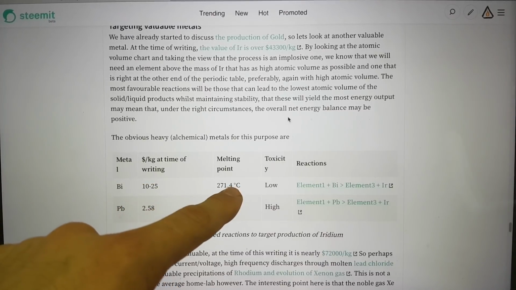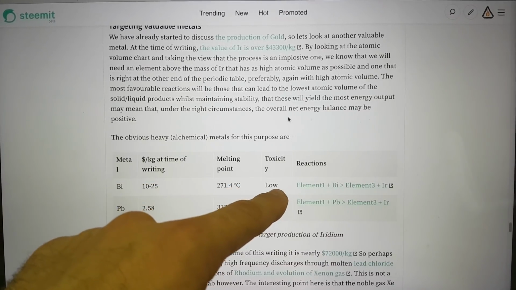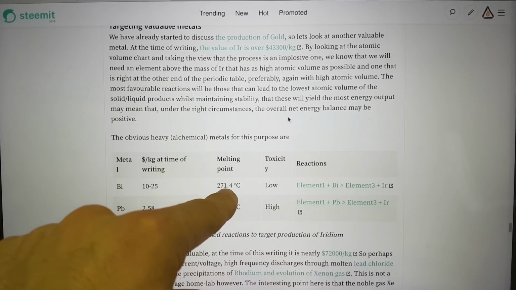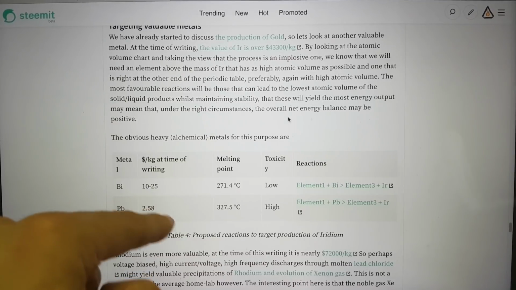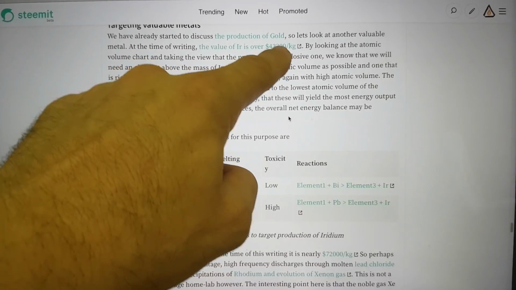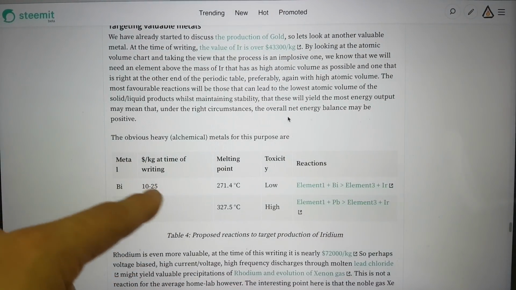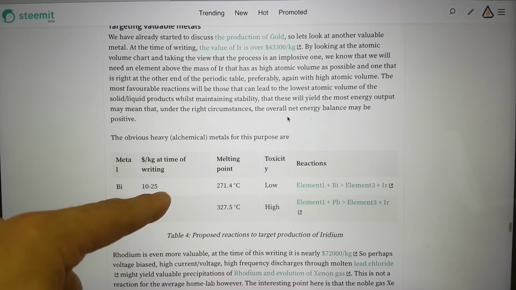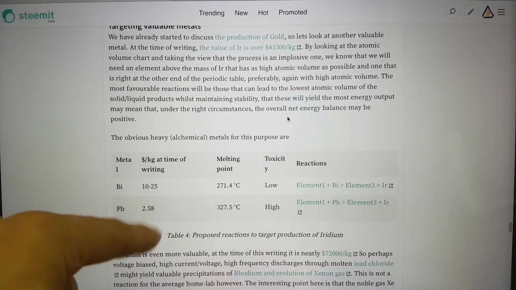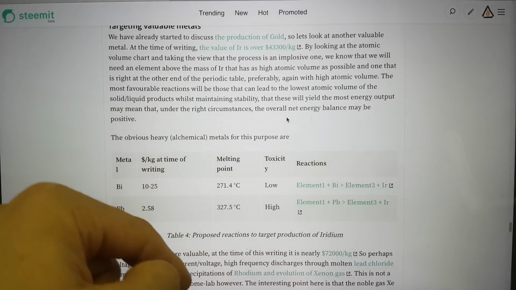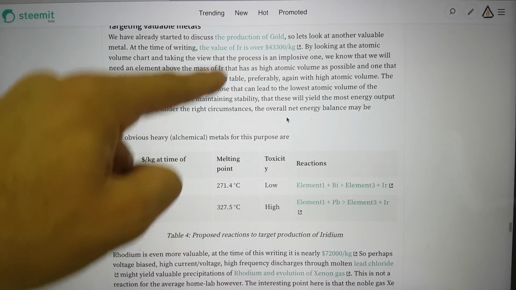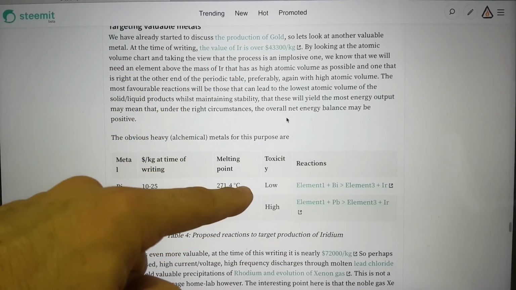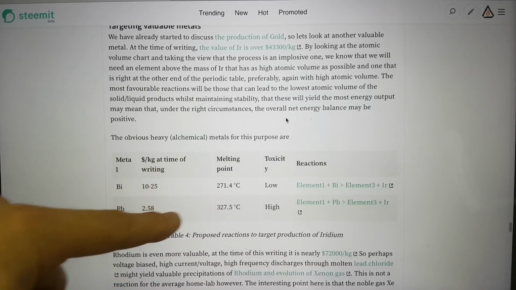Now, bismuth is really favourable because it has low toxicity. It has a low melting point, and for a kilogram you're looking at $10 to $25 at the time of writing. Okay, lead's much cheaper, but when you're talking about $43,300 per kilogram, you want a reaction that's going to produce a higher yield rather than quibble about a few dollars here and there on the feedstock when the output is worth a ridiculous amount of money. The other thing about iridium is the stupid high temperature that it melts at. So if it is produced, then it will come out of the molten bismuth or the molten lead.